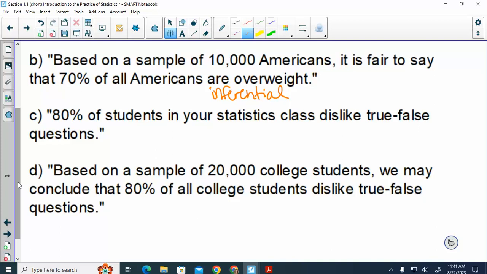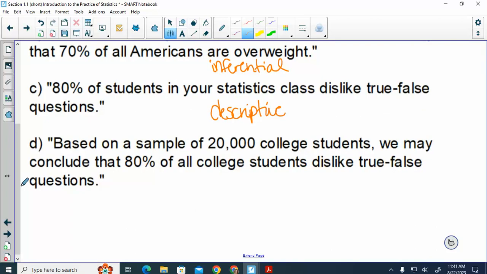80% of students in your statistics class dislike true-false questions. I mean, I guess it's higher than 80%. I hate true-false questions. Based on a sample of 20,000 college students, we may conclude that 80% of all college students dislike true-false questions.